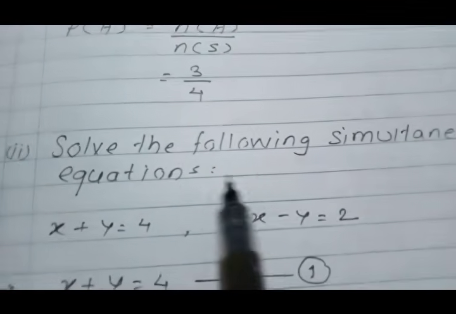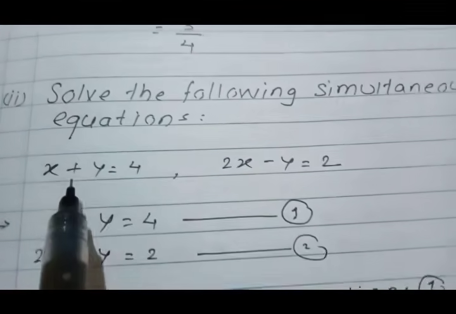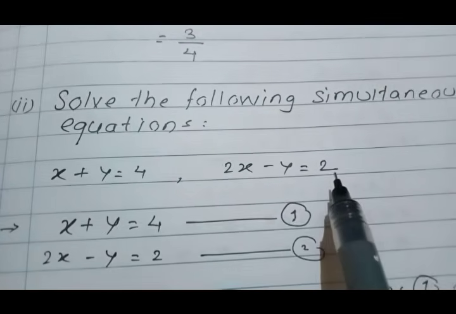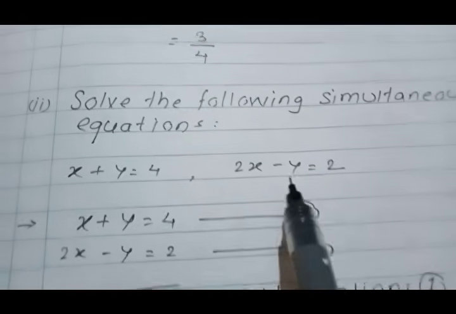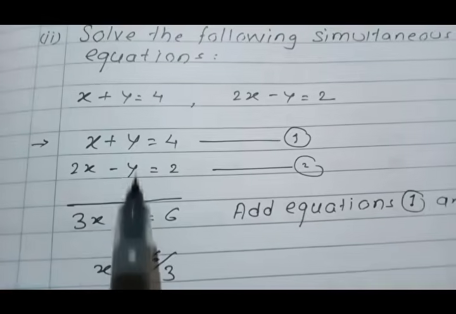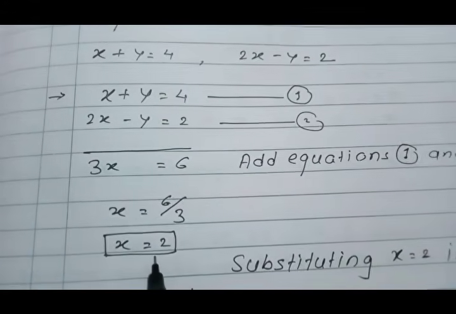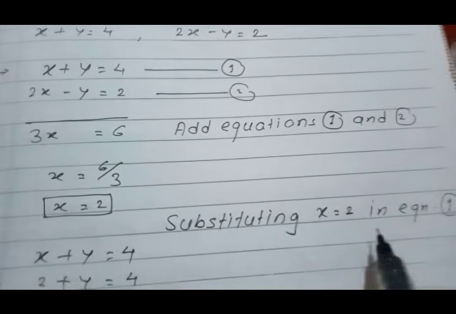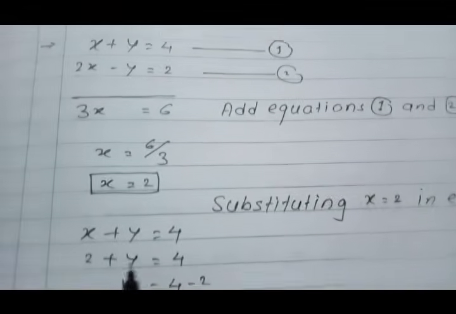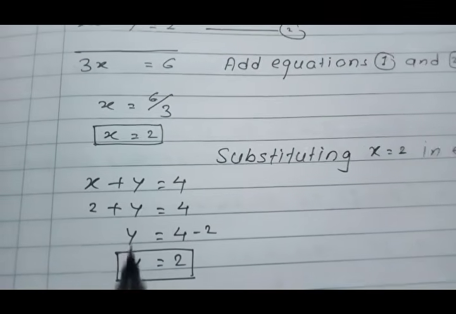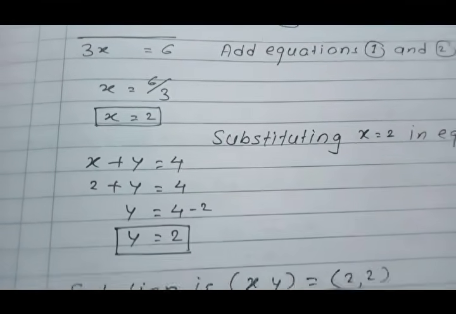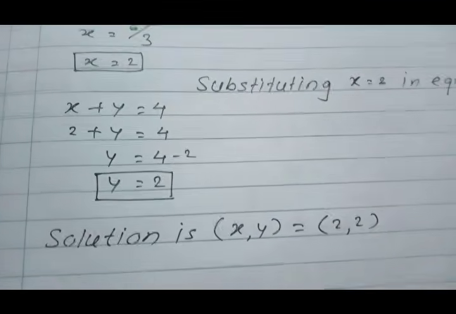Number 2. Solve the following simultaneous equations. Here x plus y is equal to 4, and 2x minus y is equal to 2. Here plus y and minus y cancel, so by addition, x equal to 2. Substituting x equal to 2 in equation number 1, y is equal to 2, so the solution is (x, y) equal to (2, 2).